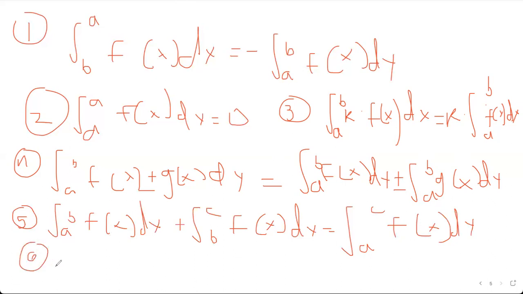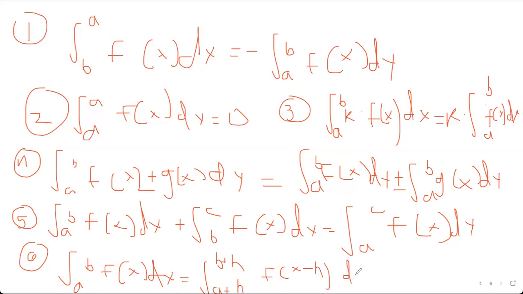And finally, the sixth property is the integral from a to b of f of x dx is equal to the integral from a plus h to b plus h of f of x minus h dx. This one is probably the hardest of them all because if you don't memorize it, which I suggest you do, you should also know how to get to it, because there are different types of problems that involve these, and some of them aren't so straightforward.